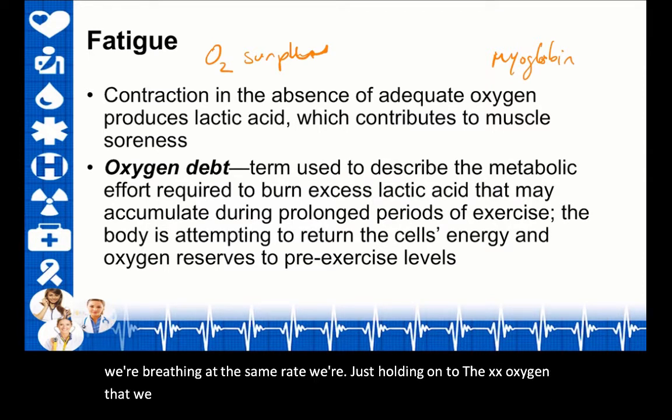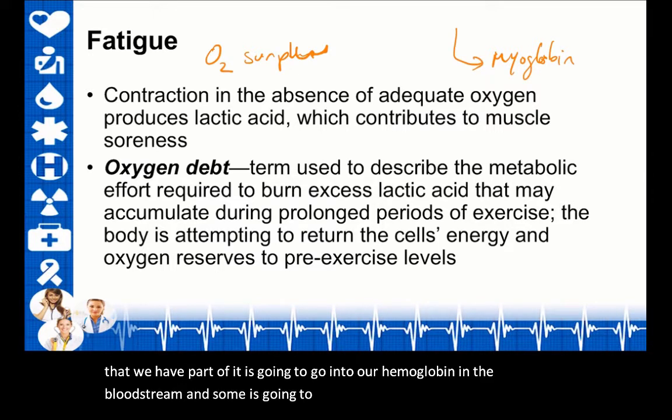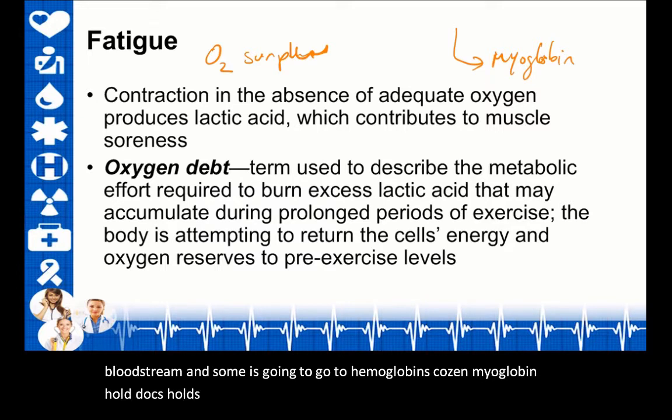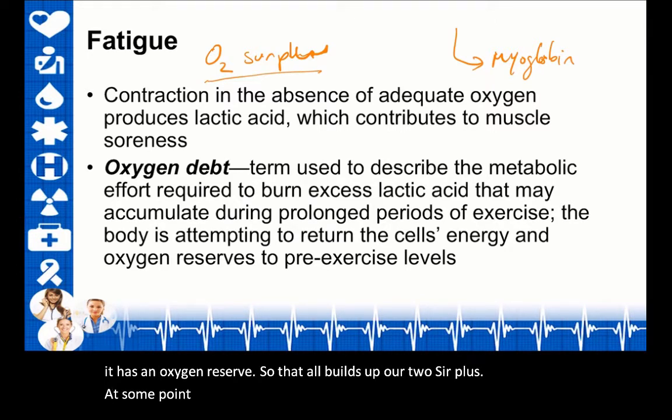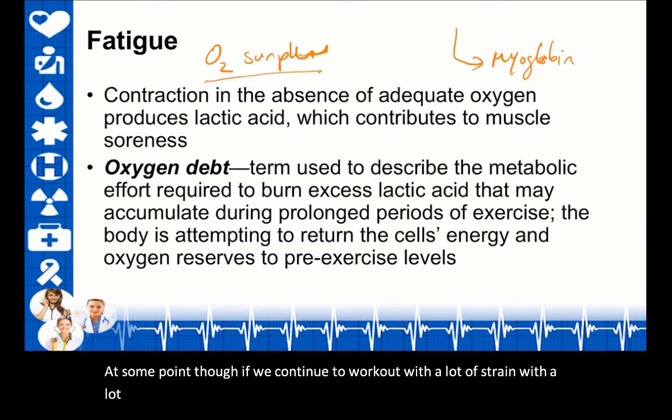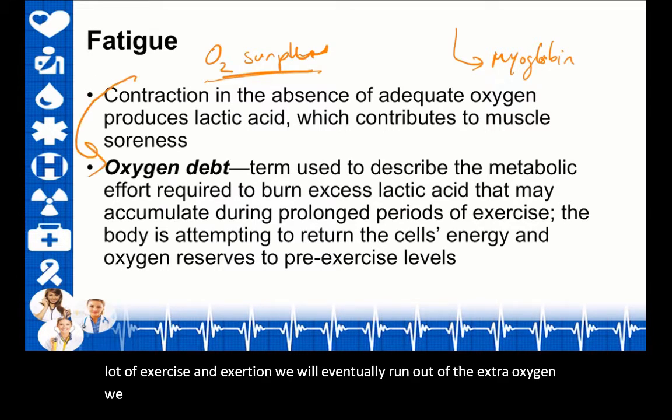Part of it is going to go into our hemoglobin in the bloodstream, and some is going to go to hemoglobin's cousin, myoglobin. Myoglobin holds onto oxygen specifically within the muscle itself so that it has an oxygen reserve. So that all builds up our O2 surplus. At some point, though, if we continue to work out with a lot of strain, with a lot of exercise and exertion, we will eventually run out of the extra oxygen we have, and we'll go to an oxygen debt.